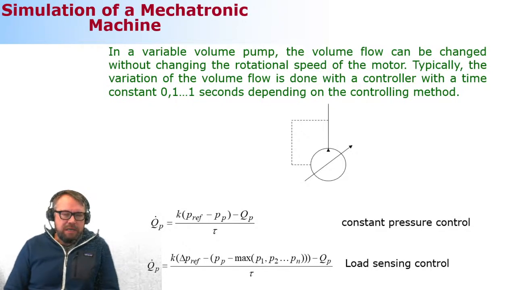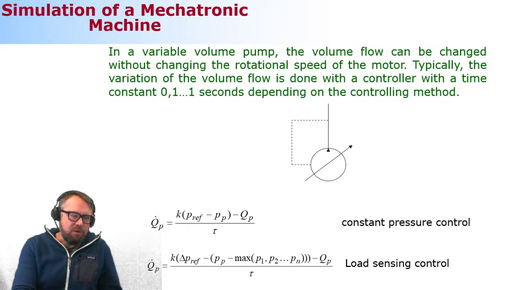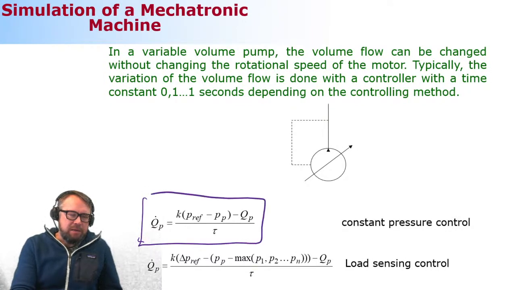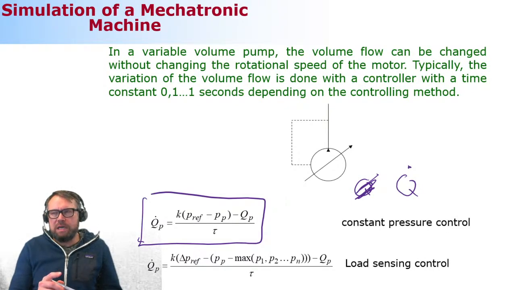What are these controlling schemes? In these variable volume pumps, you're using a first order differential equation to estimate the flow rate. It's very important to understand that in this equation we don't compute the flow rate directly. Instead, we compute the flow rate with respect to time. So that's Q dot.